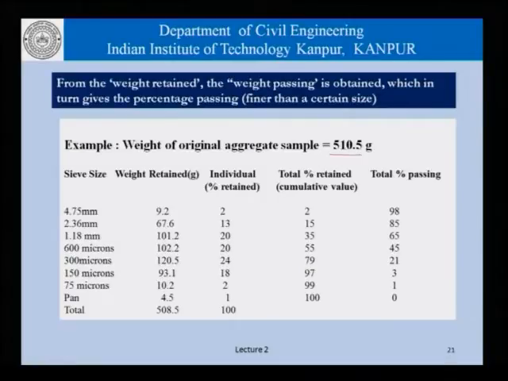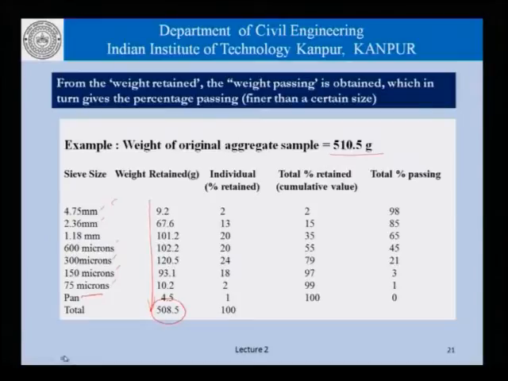Suppose we begin with an original sample of 510.5 grams, and we have these different sieves which are used, which are set in that order, and we have a pan at the bottom to collect particles which are finer than 75 microns. And once we have all these particles placed here, and we shake the sieve set and get these numbers, that 9.2 grams is retained here, 67.6 is retained here, and so on, and we get a total which is 508.5, which is different from the total of 510.